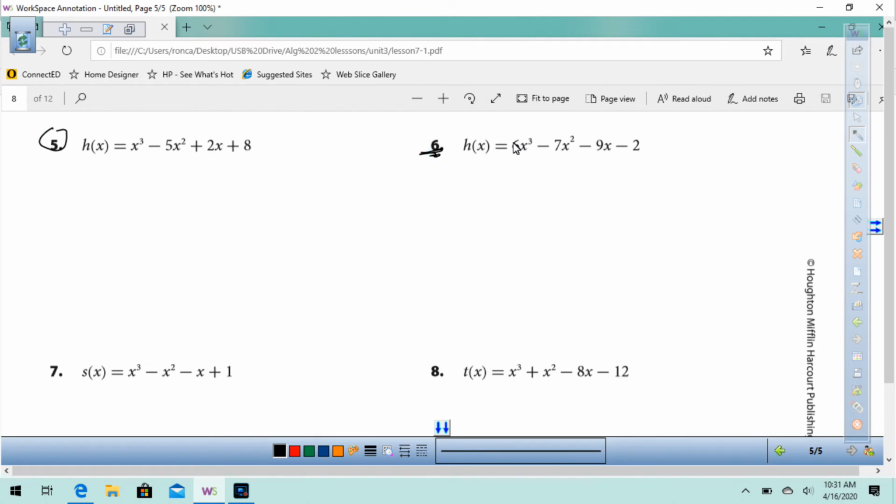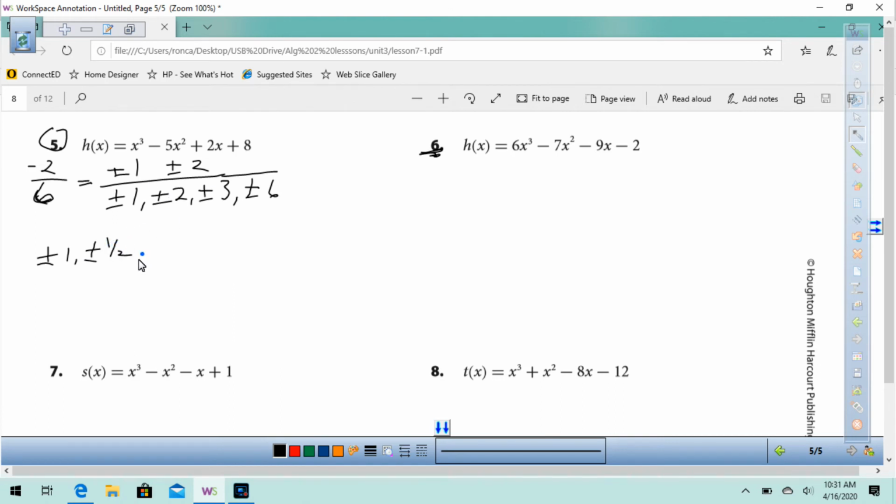Number 6. We have negative 2 on the top, and we have positive 6 on the bottom. So that's going to be plus or minus 1, plus or minus 2, plus or minus 3, and plus or minus 6. So 1 over 1 is 1, so that's plus or minus 1. 1 over 2 is 1/2, plus or minus 1/2. 1 over 3 is plus or minus 1/3, plus or minus 1/6.